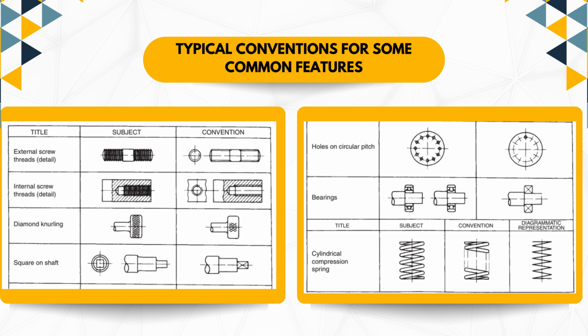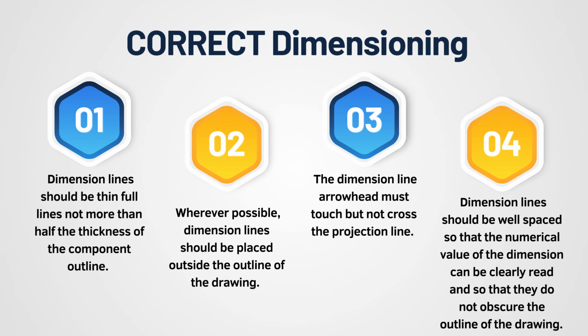Next, we can see typical conventions for some common features, and we can state the correct dimensioning. Dimension lines should be thin full lines, and wherever possible, dimension lines should be placed outside the outline of the drawing. The dimension line arrowhead must touch but not cross the projection line. Dimension lines should also be well spaced so that the numerical value of the dimensions can be clearly read and so that they do not obscure the outline of the drawing.